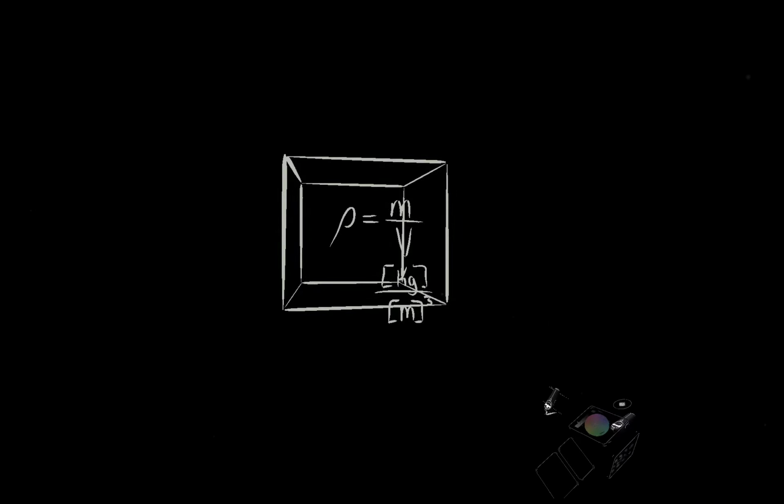Iron is denser than water, water denser than air. If you place a solid block of iron on a layer of water, it sinks, but if you place a solid block of air or wood or something less dense on water, then it floats.